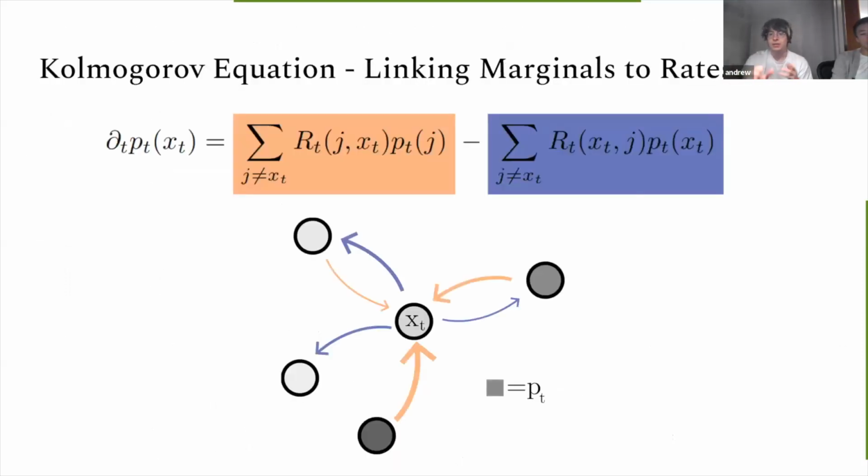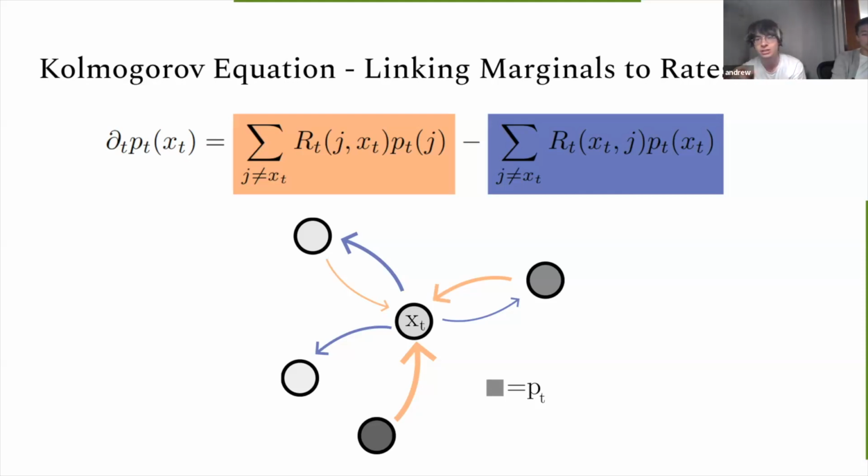So what we want to do now is find the rate matrix that is linked to those marginal distributions that we just defined earlier. The Kolmogorov equation is the equation that allows us to link rate matrices to marginal distributions. It is just a continuity equation in discrete state spaces, where it's just looking at the difference between inflowing mass and outflowing mass.